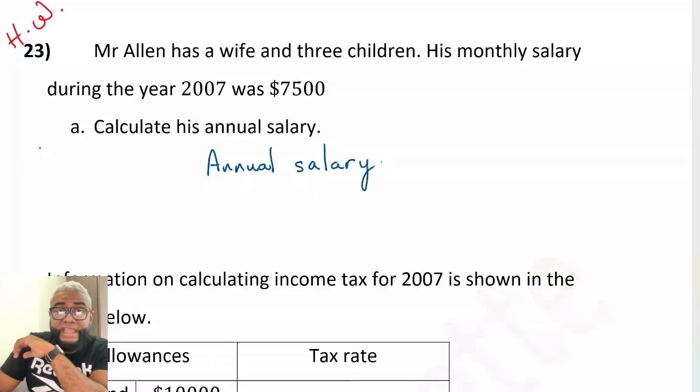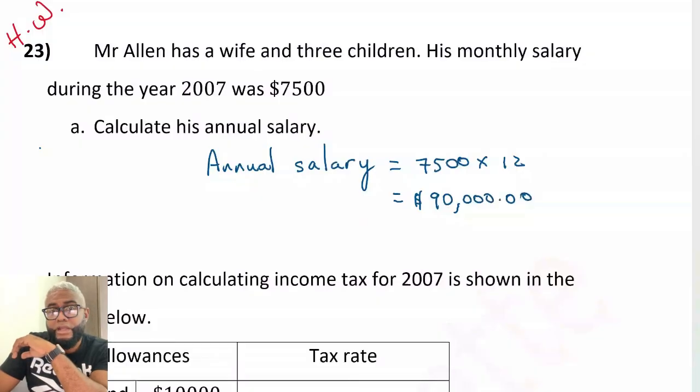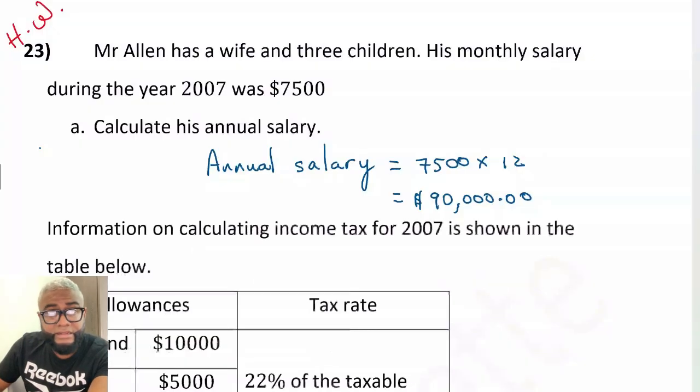Excellent. Because we have 12 months in a year. You all know what the word annually means, right? So annual salary will be 7,500 multiplied by 12, which will give me 90,000. Everybody good here? Annual salary, right? Let me see what they're asking for underneath here.